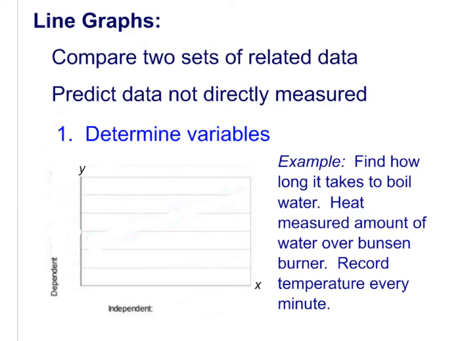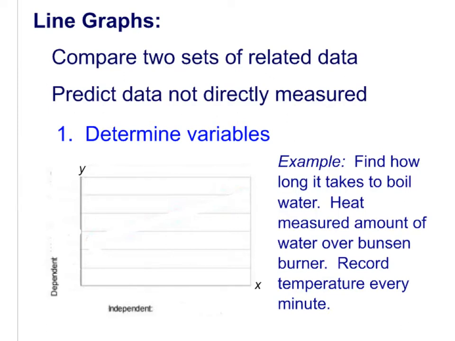The first thing we need to do is determine our variables. So let's use an example and follow it through. Our example will be: let's find out how long it takes to boil water. We heat a measured amount of water over a Bunsen burner and record the temperature every minute. So for every 1 minute that goes by, we're going to get data of temperature.